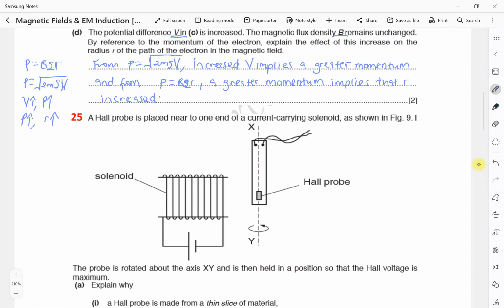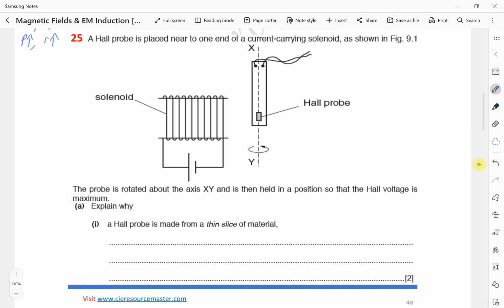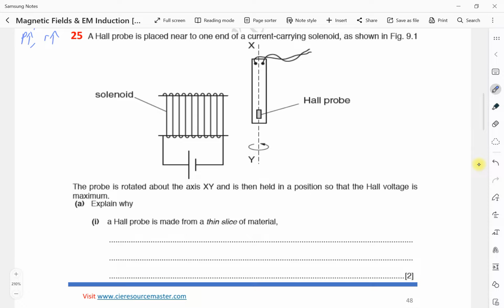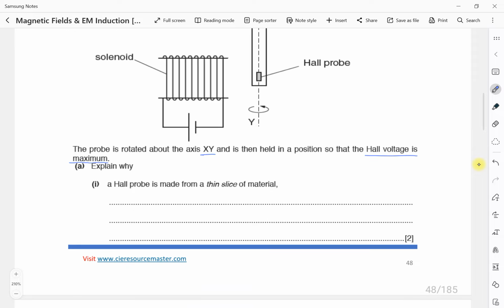A Hall probe is placed near to one end of a current carrying solenoid, as shown in the figure here. The probe is rotated about the axis XY, and is then held in a position so that the Hall voltage is maximum. Explain why a Hall probe is made from a thin slice of material. They didn't mention the material, so it could be semiconductor or conductor, but it is thin, so the thickness is very important here.